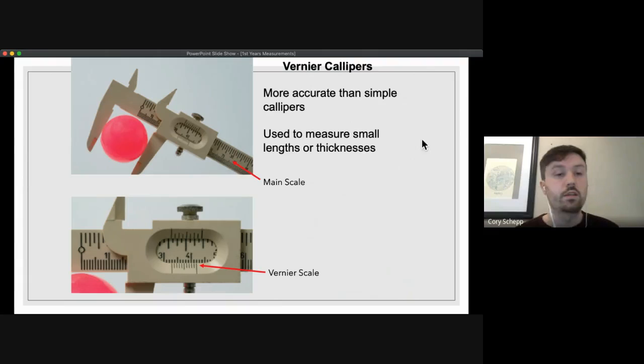But what I want you guys to do first, before I move on, is maybe make a subheading, vernier calipers, and then take down these two points here. More accurate than simple calipers, used to measure small lengths or thicknesses. Take that down real quick. And Sean, you can shoot a done in when you're done.